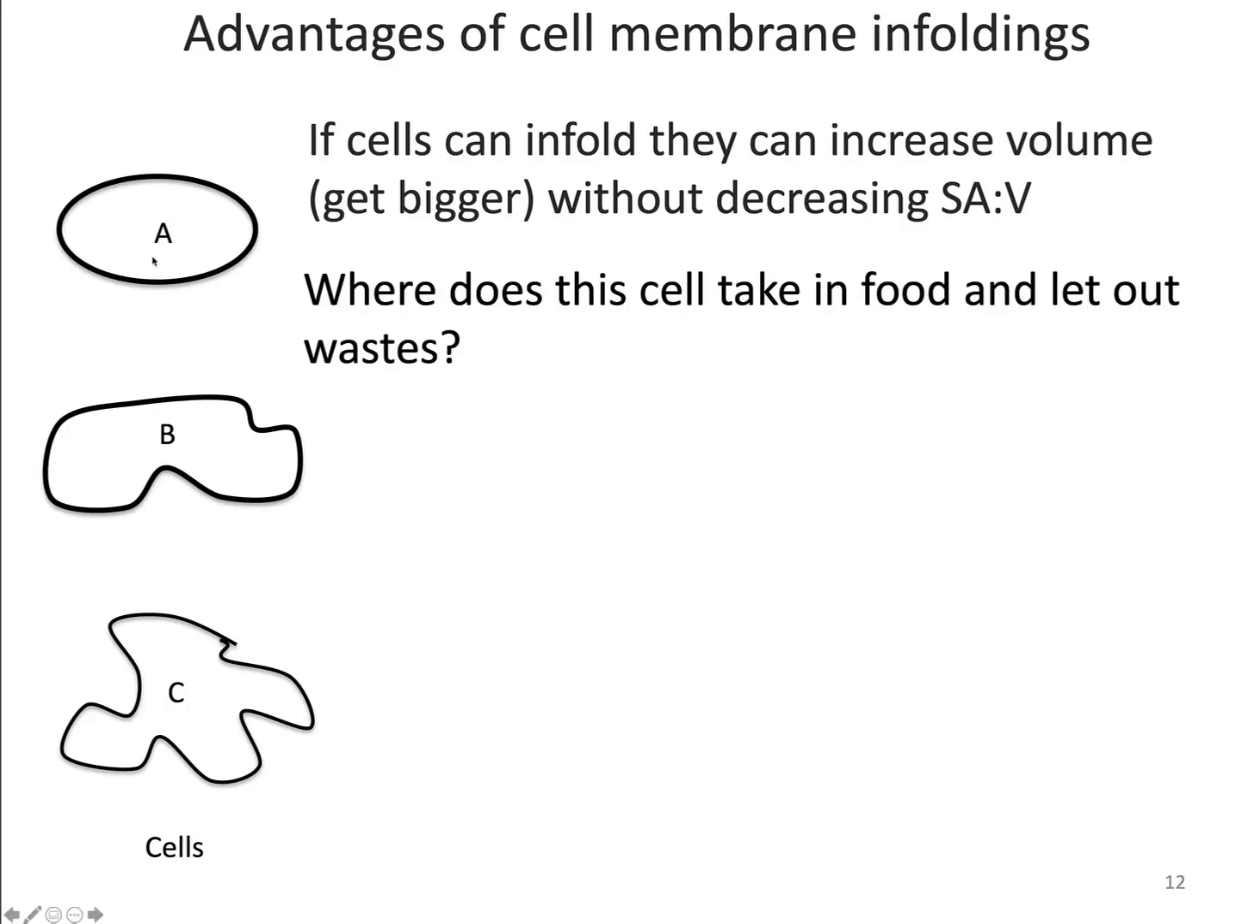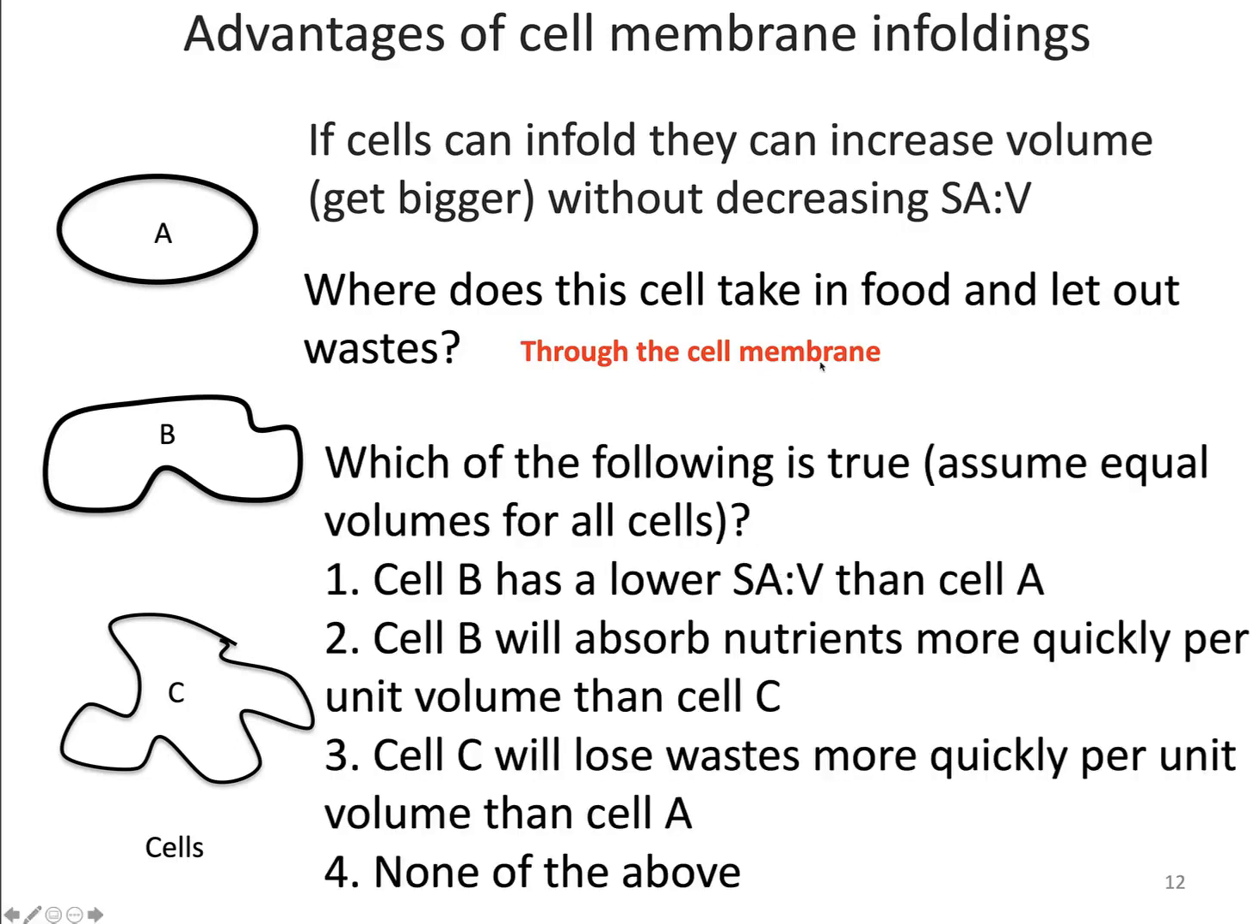So let's think about these different cells, whether you're talking about cell A, B, or C, where the black line represents the plasma membrane. So where are these cells taking in food and letting out wastes? Think about that for a minute. So if you said through the cell membrane, you would be right. They have to get nutrients in from the outside environment through the plasma membrane, and also have to pump waste out through that cell membrane to get them out of the cell and out into the environment. Okay? So given that, which of the following is true?